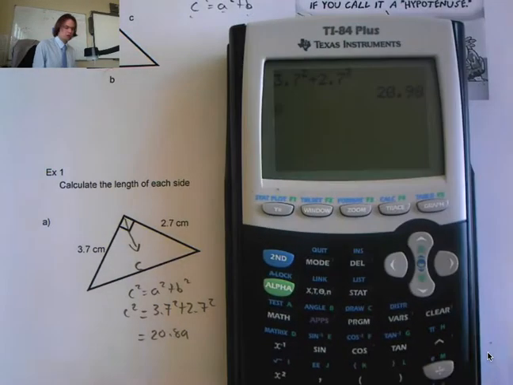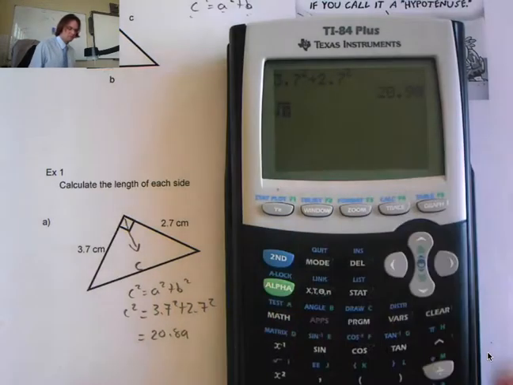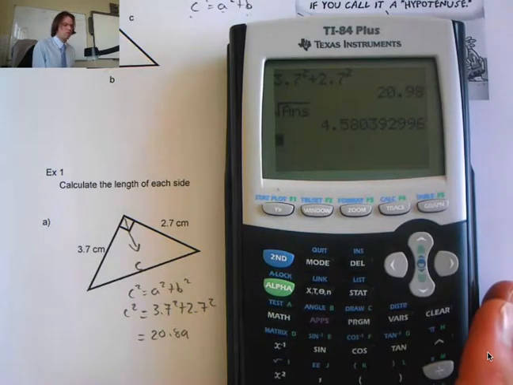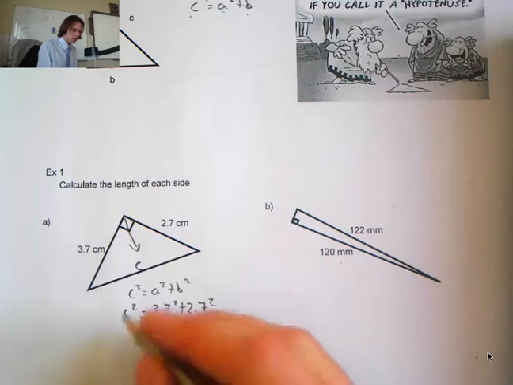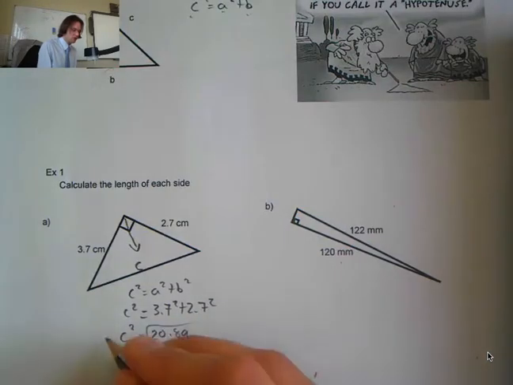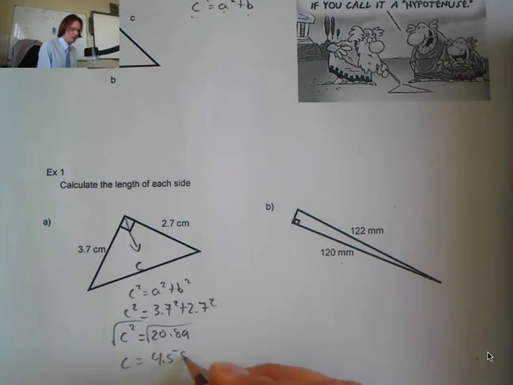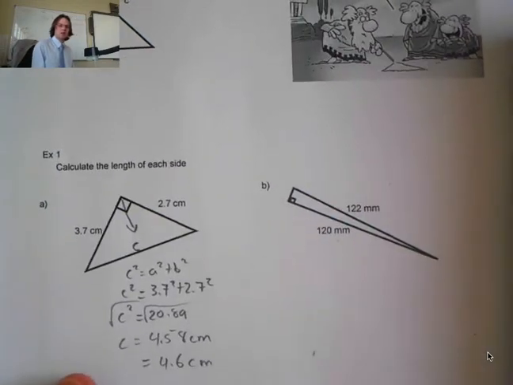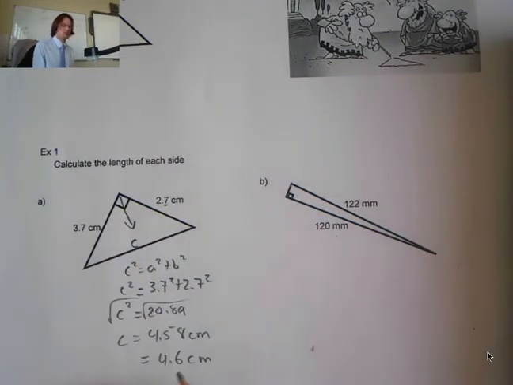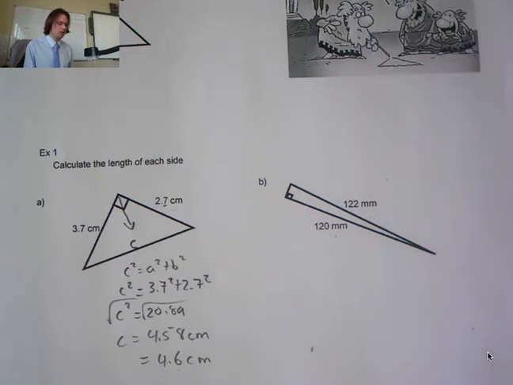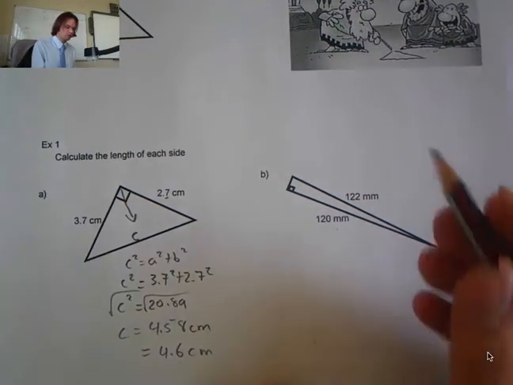Now we want to square root this, and I'm going to get 4.58. Okay, because c squared is equal to that, so we have to square root both sides. So I get c is equal to 4.58 centimeters, or 4.6 centimeters. Because this here has one decimal place, so I'm going to keep it at one decimal place. All right? Now let's look at my next one.